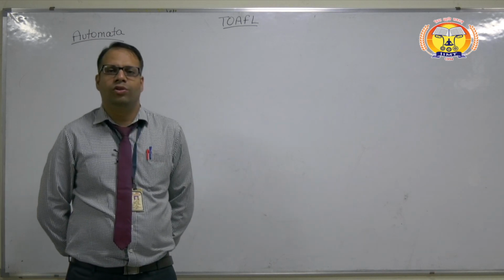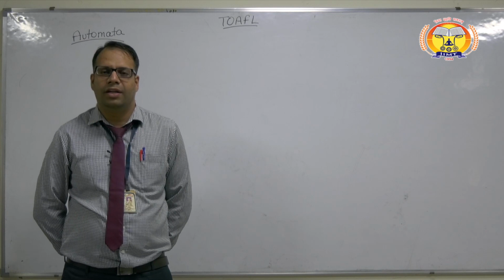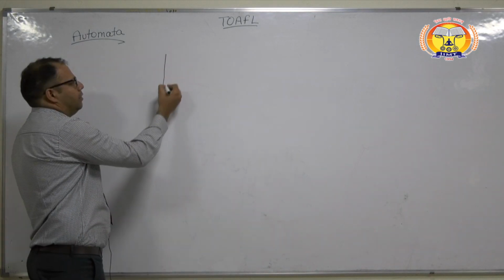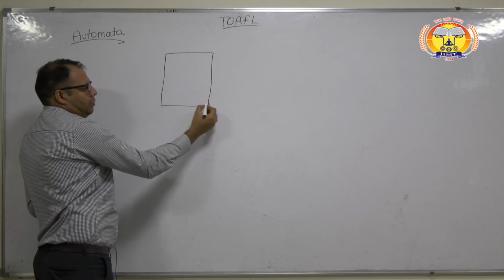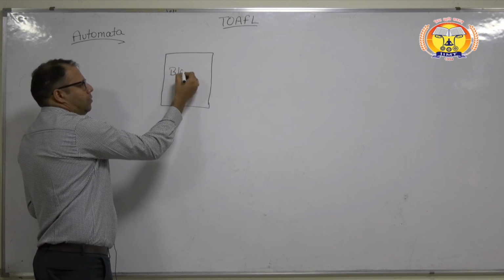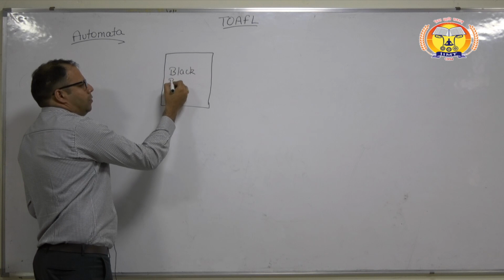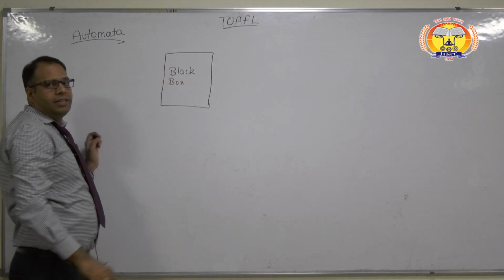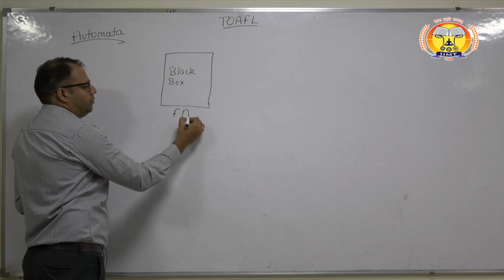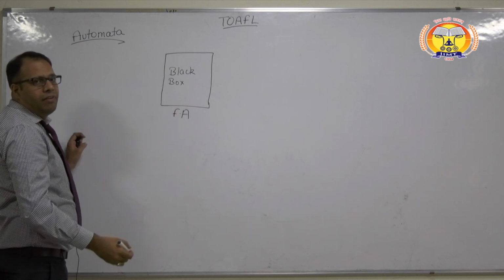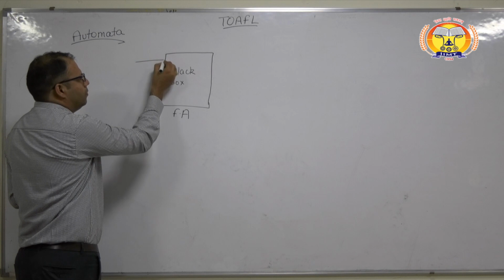This one is known as theory of automata and formal languages. The topic name is automata. It is like a black box, also known as finite automata, where we can give a set of sequence as an input.